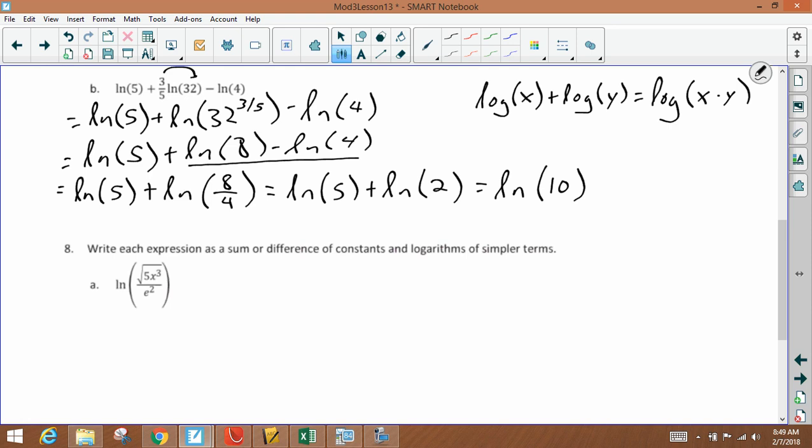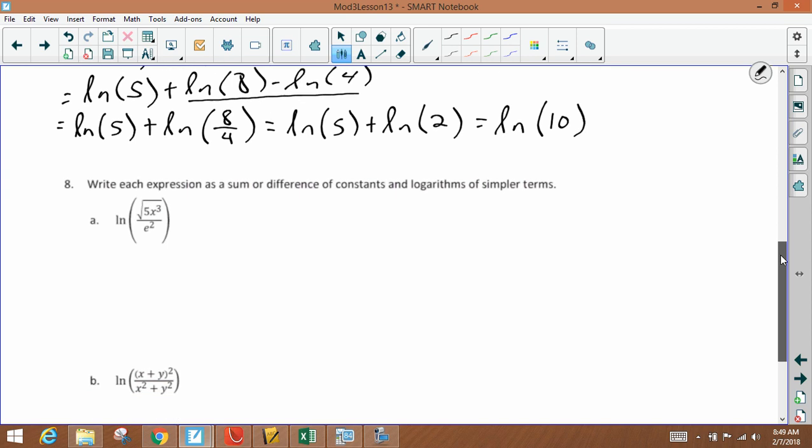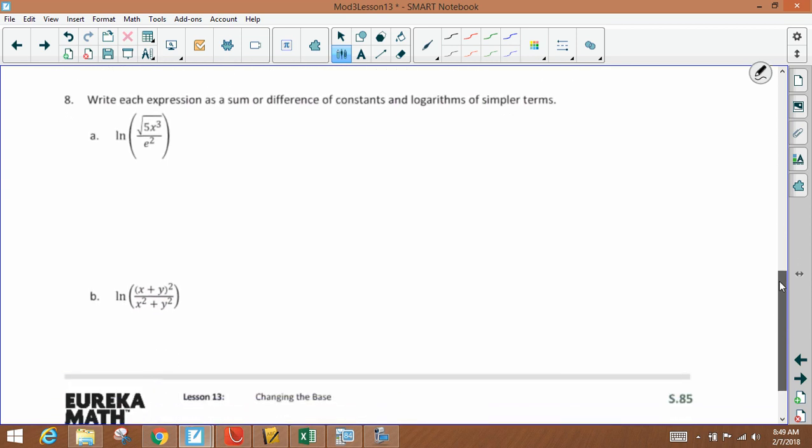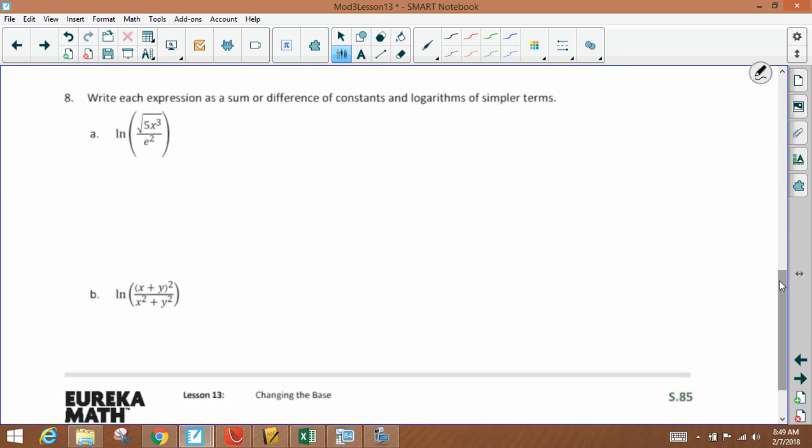Okay. Let's go ahead and expand some logarithms. Yay, let's expand them. Let's move on to work here. I'm going to call this natural log of the square root of 5x cubed minus natural log of e squared.